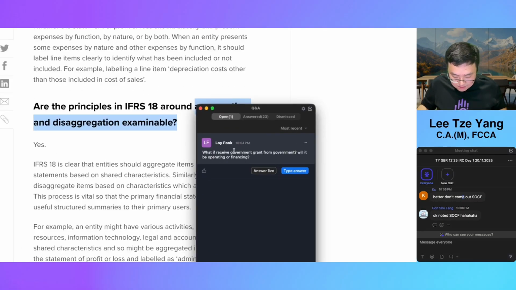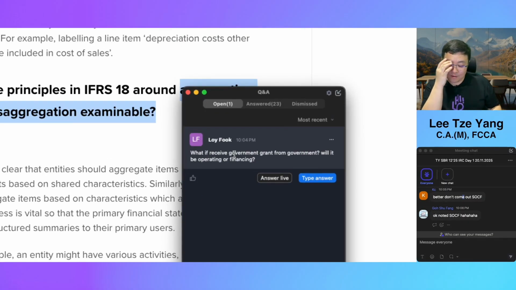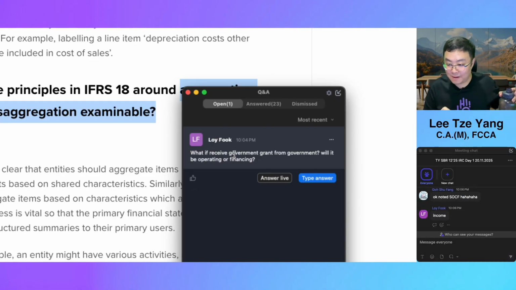Okay, Loi Fu, government grant from government. Okay, this one. First of all, we need to see what purpose the grant is for. Can you tell me? Loi Fu, since you asked like this, is the grant related to income or related to an asset? I need to know. You give me an example, then only I can answer you. Okay, grant related to income. What income? What is the purpose of the government giving me this grant?